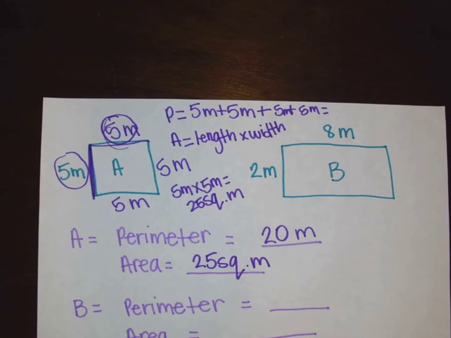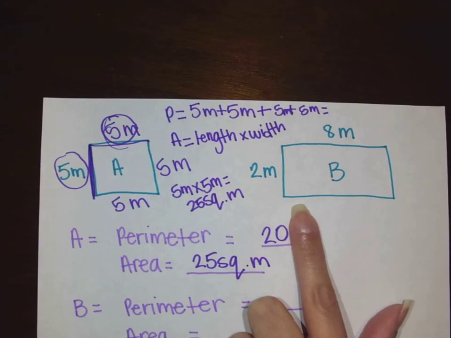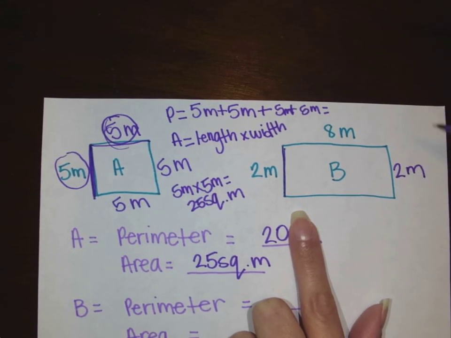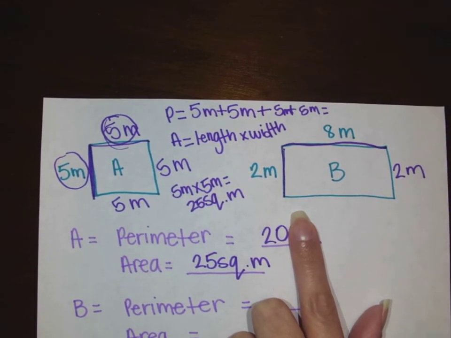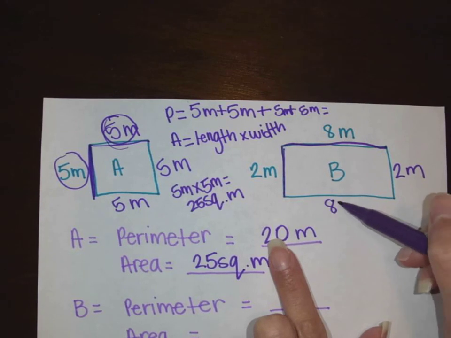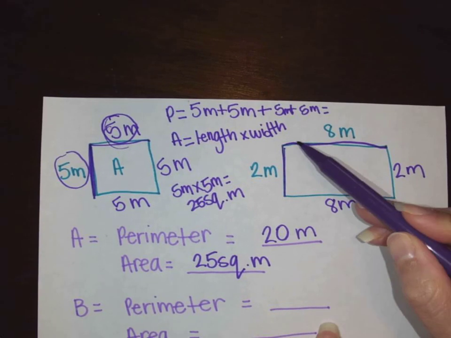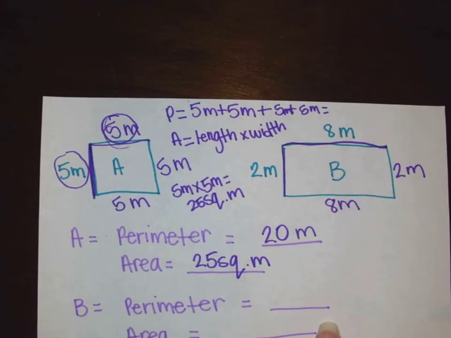Well, let's compare rectangle B. Again, we know that rectangles have opposite sides that are equal. So let me just go ahead and finish writing that out. If this side is 2 meters, you guys, this side is 2 meters. And again, if this longer side is 8 meters, then this opposite side of it is also 8 meters. So let's solve for perimeter for rectangle B. Again, perimeter, we add all the way around the outside of the figure. So that's saying 8 plus 2 plus 8 plus 2.